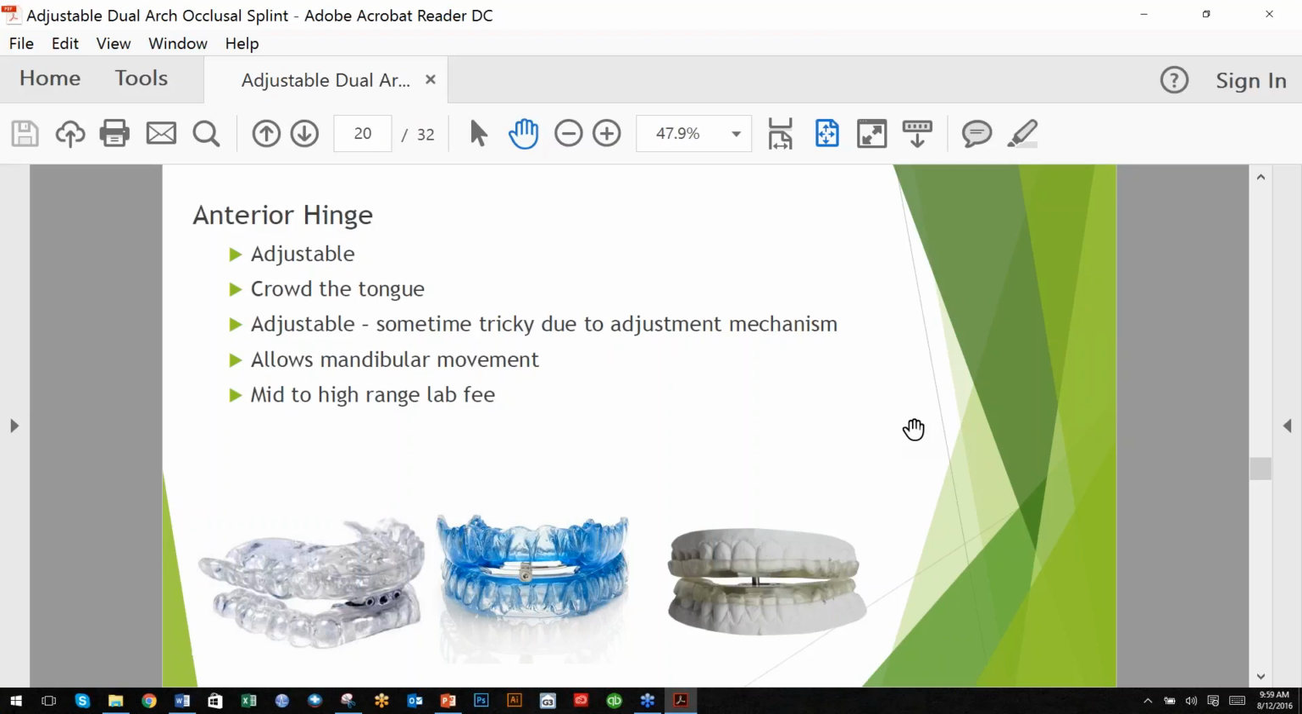Okay, and we all kind of owe a little bit of a debt of gratitude to Dr. Hallstrom. Dr. Hallstrom's the one that started this whole thing.